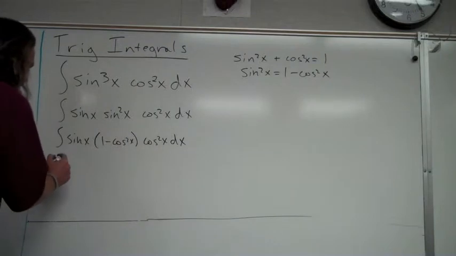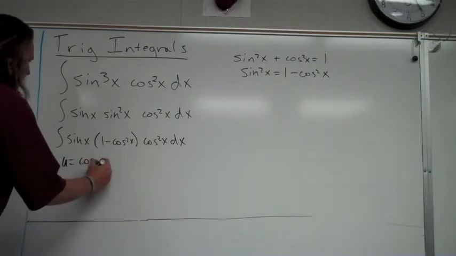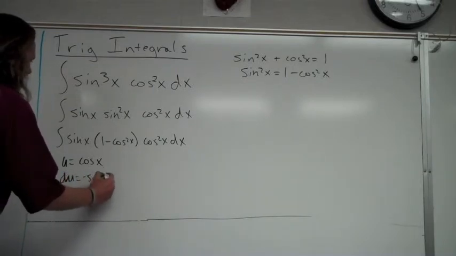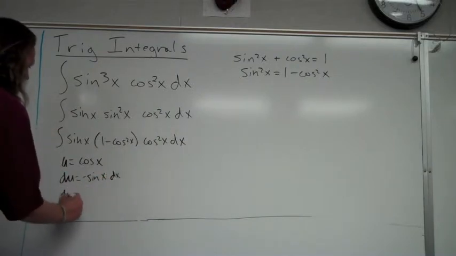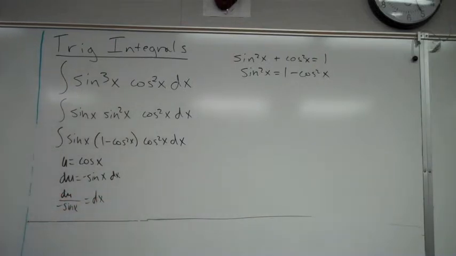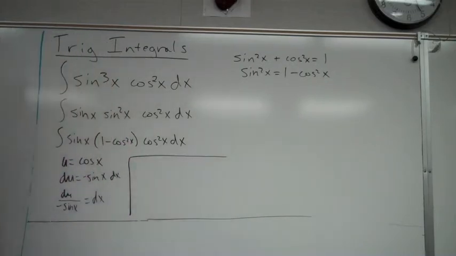So let's see here. I'm going to let u equal cosine x. So then du is going to be negative sine x dx. And then I'll solve for dx, so I'll divide by negative sine x on both sides. And I've got that. So now I'm going to go ahead and do my substitution.